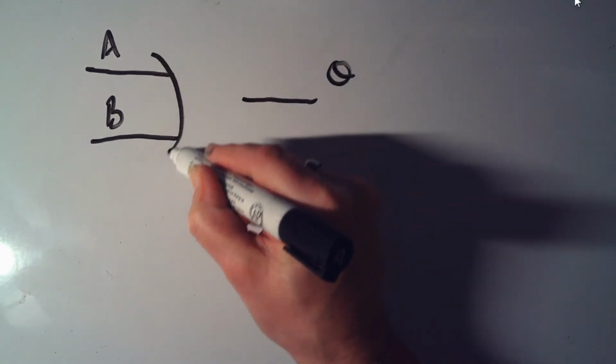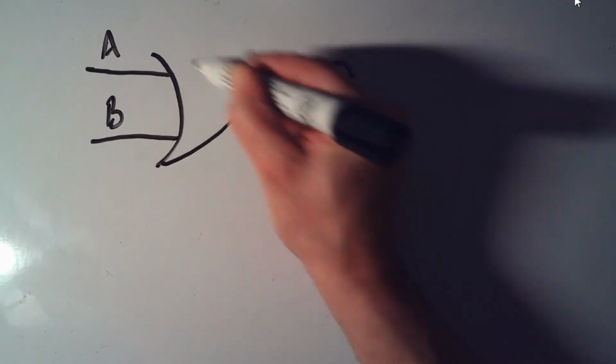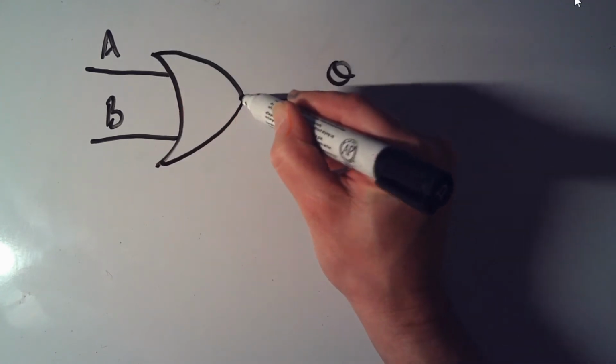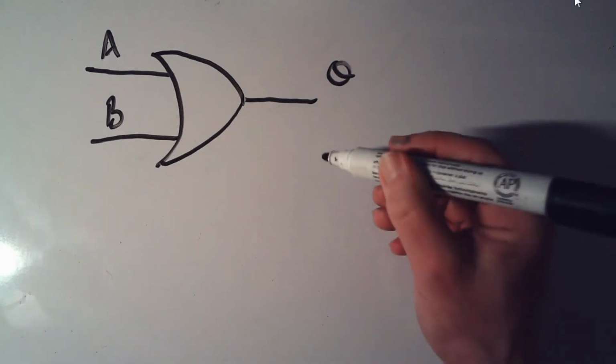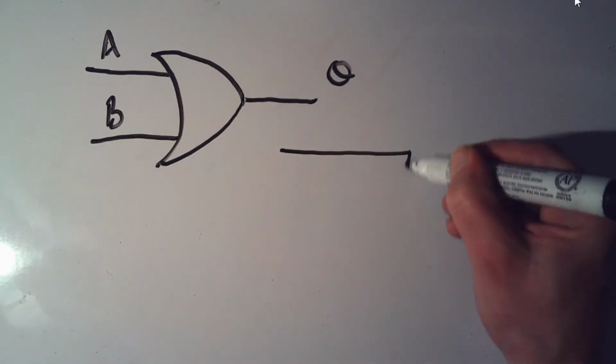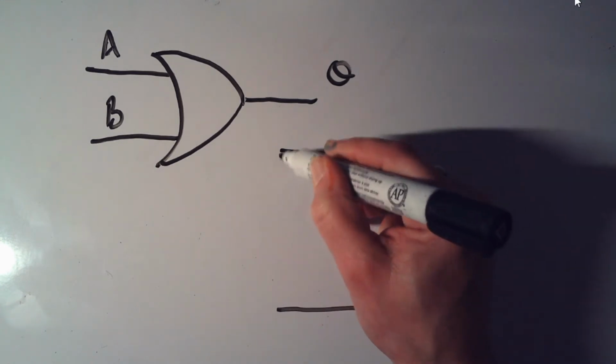So I'm going to put a nice big curve in, a nice curve there, and a nice curve there. So there's no way that that can be mistaken for an AND gate. Let's draw the truth table for our OR gate. And our OR gate, same structure.